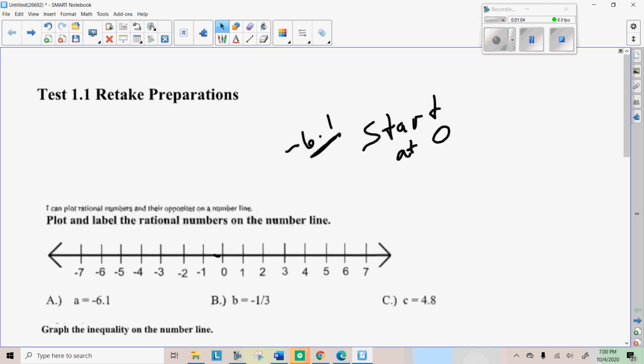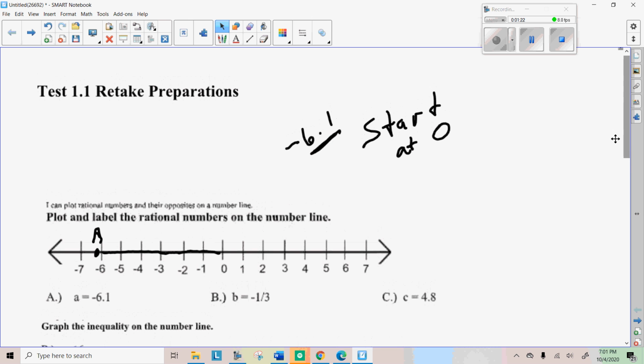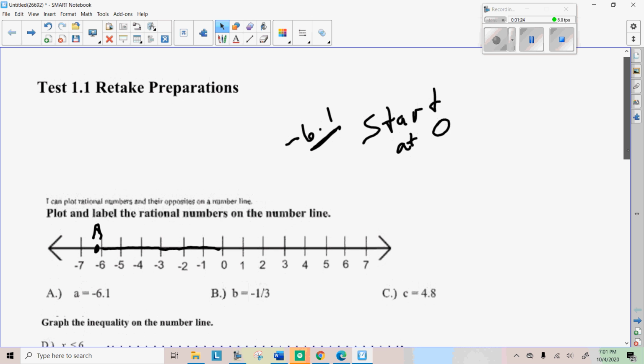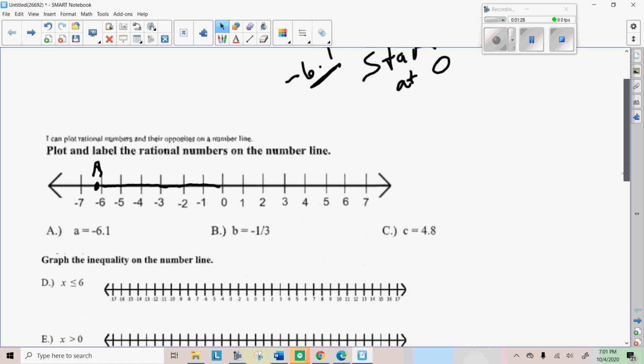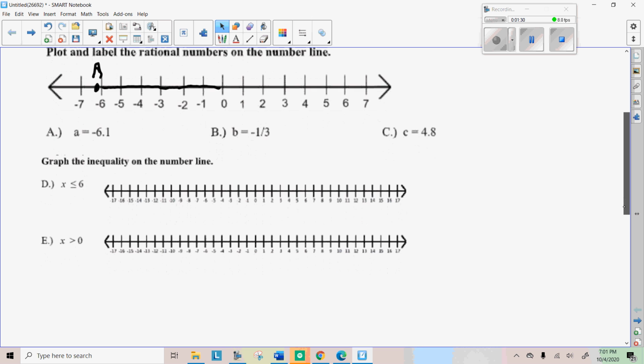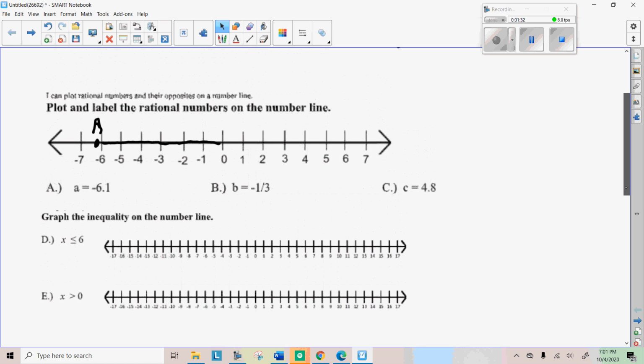Well, if I move to the left 6 units, I end up at negative 6, so it's just a little bit more than that. So I'm going to plot that point right there, and that's letter A. Okay? So you're going to plot B and C, and I'm just going to make sure that you did that right. All right. So moving on to the next one. You could pause and do those problems if you want, or you can do them all later. It's up to you. So graphing an inequality.